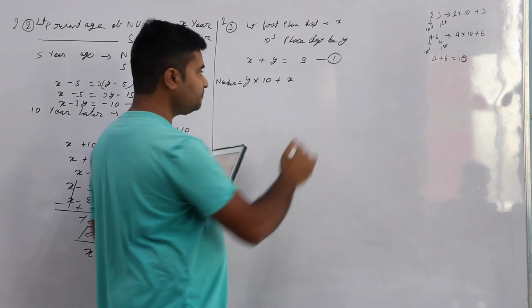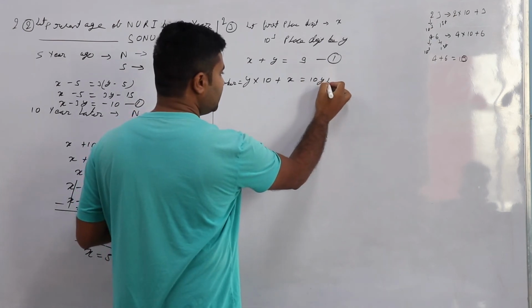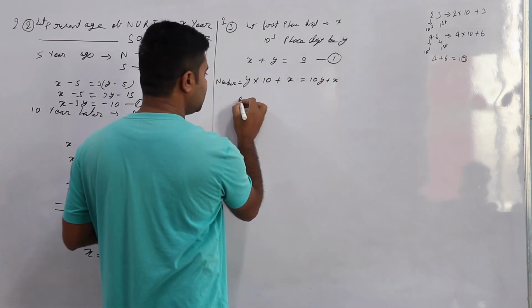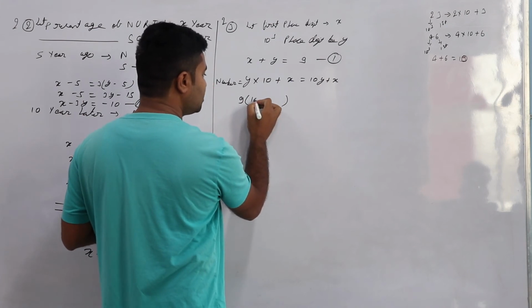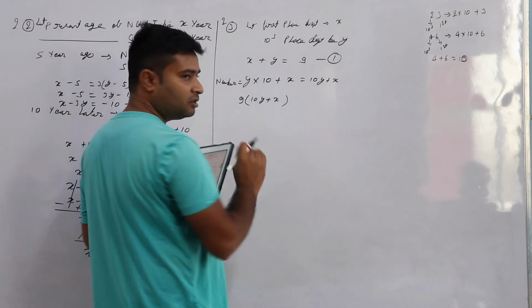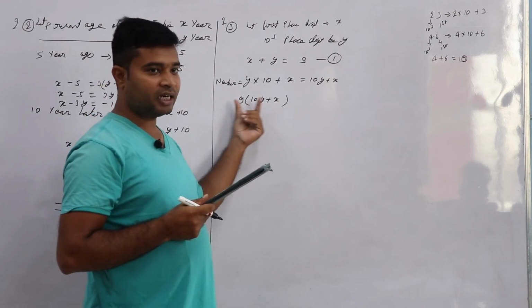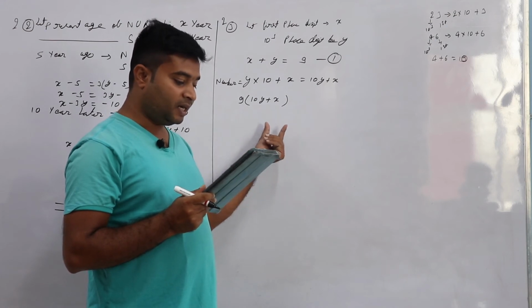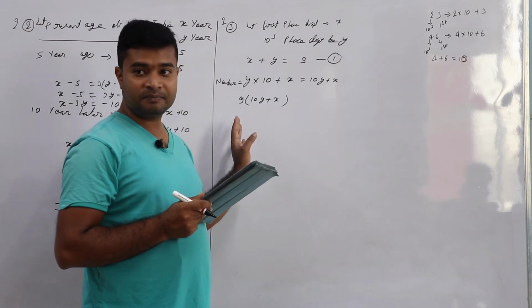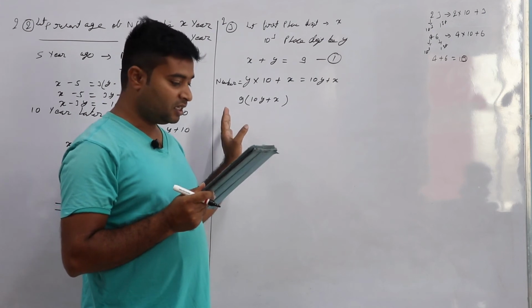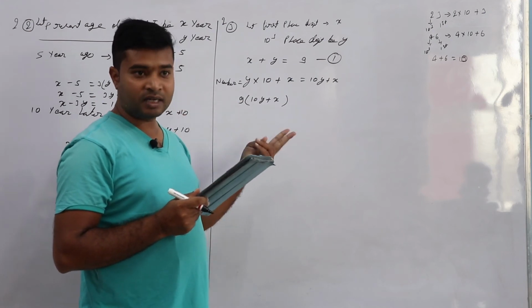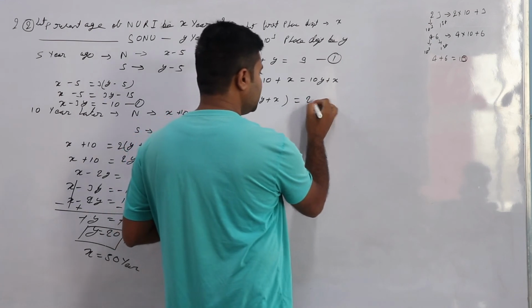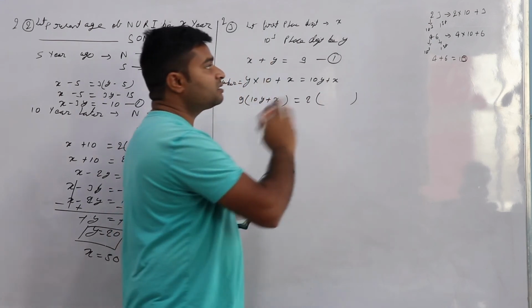Number is equal to 10y plus x. Now it says 9 times of this number. So whatever number is there, I multiply by 9. 9 times of this number is twice the number obtained by reversing the order of digits. What is it saying? Twice, and reverse the order.